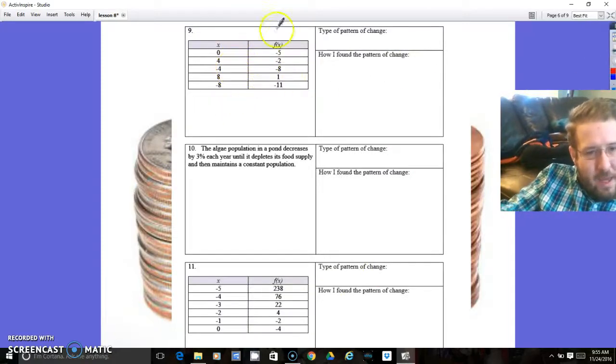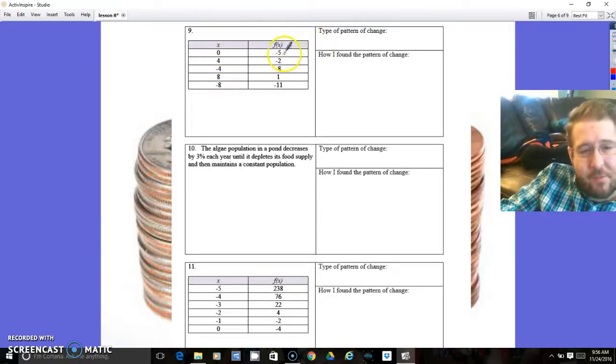This one is tricky. This one is tricky because look at the intervals. The intervals are out of order. That's why you've always got to look at the x column. So it goes from 0 to 4, then it skips. Here's 8, and negative 4 actually should have been up here. Negative 8 should have been up here.